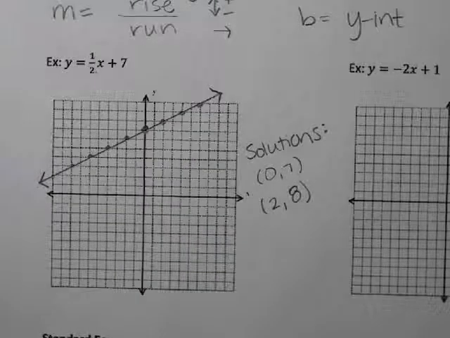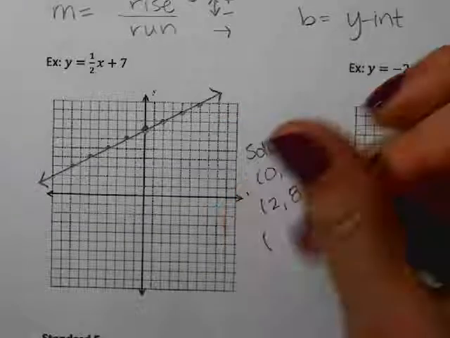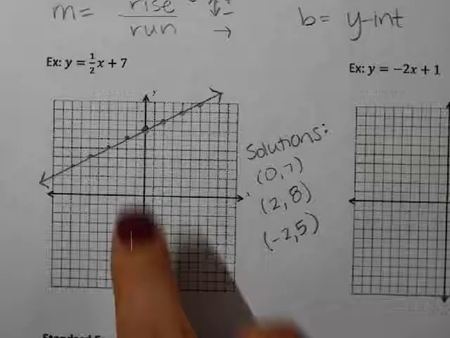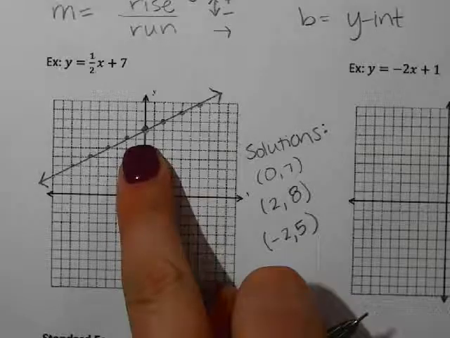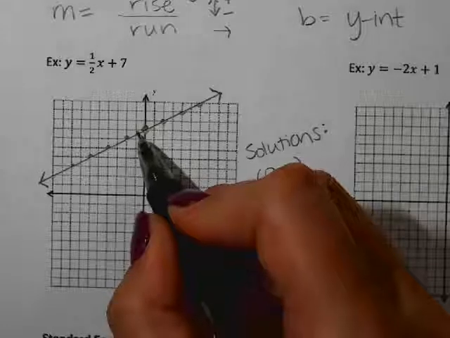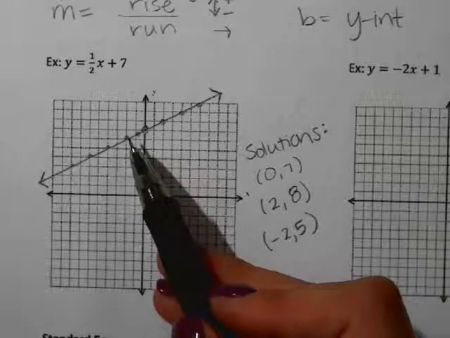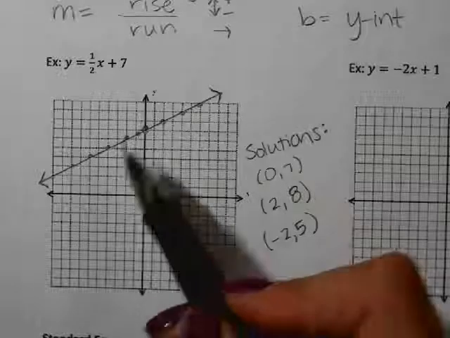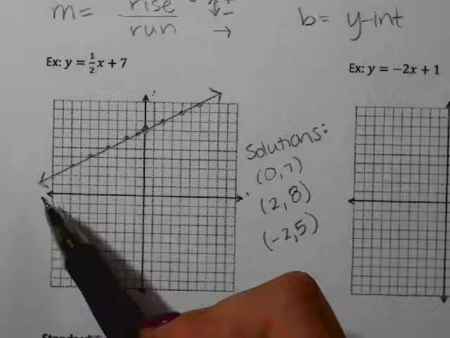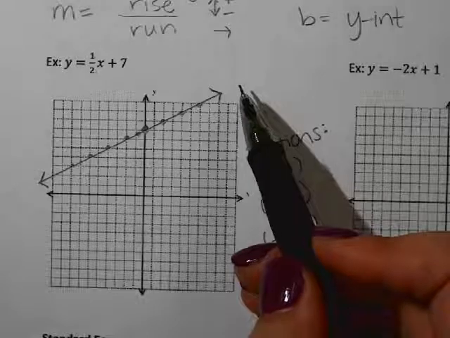Is there another solution on the line? Negative 2, 5. So there's lots of solutions. Do they have to be whole numbers to be considered a solution? No. So if you wanted, you could pick a decimal number in here and then figure out what its y-coordinate is, and that would be a solution as well. So if someone were to ask you how many solutions are on a straight line, you would say infinitely many. I can pick any single point on the line, it's always going to be a solution, as long as it's on the line.